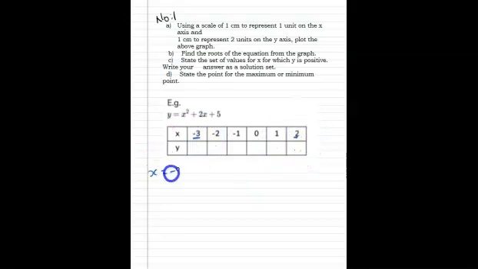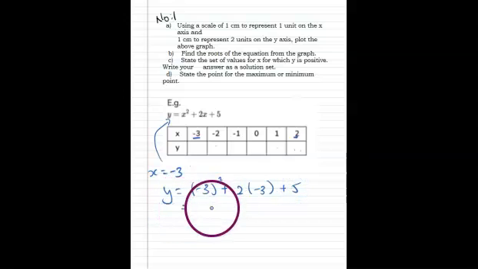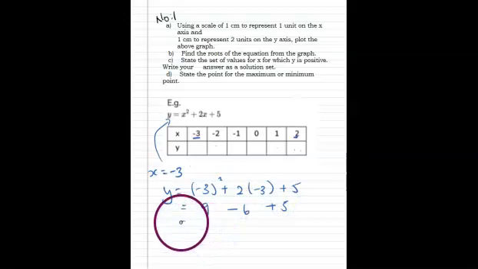So when x is equal to minus 3, we will get y is minus 3 squared. Well, where did I get that from? From up here, substituting into here. Plus 2 by minus 3 plus 5. This will give me 9 minus 6 plus 5. So adding this up now, I'll get 14 minus 6, and that would be 8.